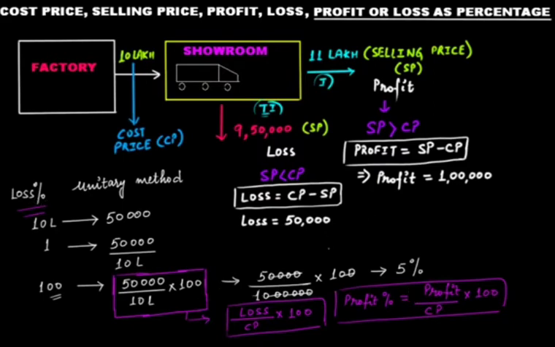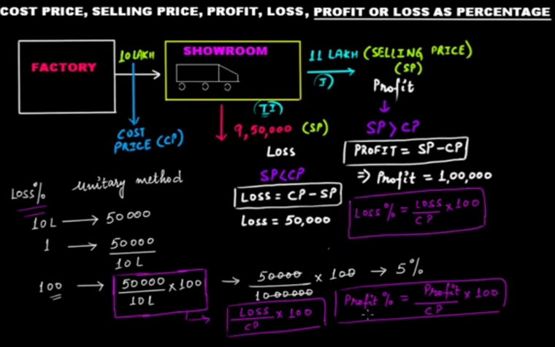So this is the formula to calculate the loss percentage and the profit percentage. Loss percent will be loss over cost price times 100. And profit percentage will be profit over cost price times 100. I explained how we derived these two formulas, and the way to derive them is the unitary method. Okay, now let's take some problems.